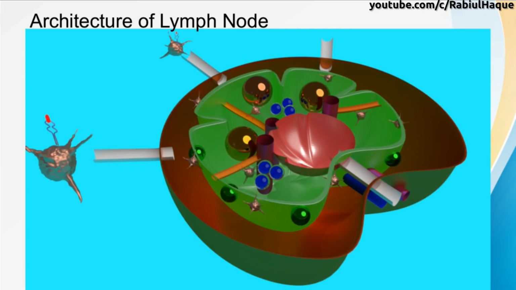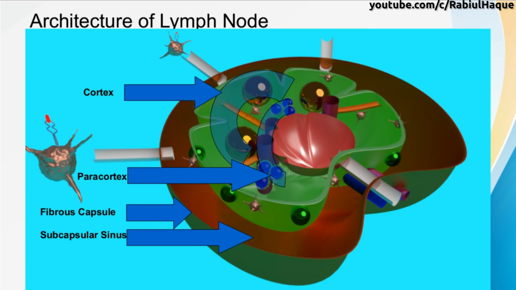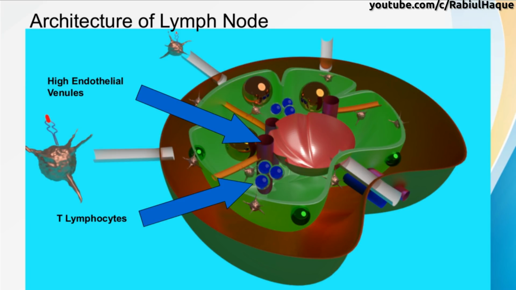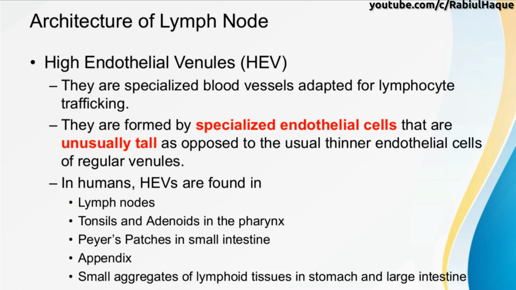So in this image, this portion is the cortex. We can also see the paracortex, the fibrous capsule and subcapsular sinus. And in the paracortex region, we can see high endothelial venules and T lymphocytes. So let's talk about high endothelial venules now. They are specialized blood vessels that are adapted for lymphocyte trafficking.